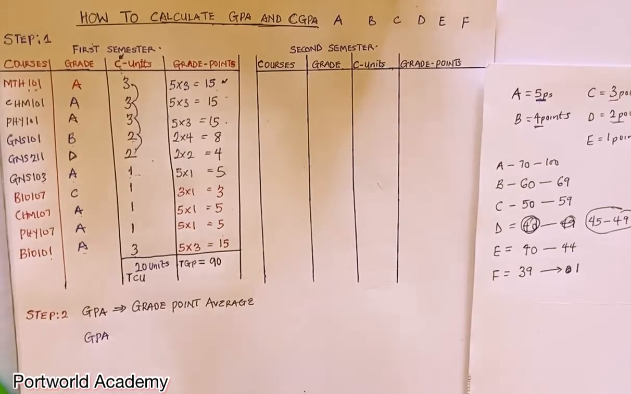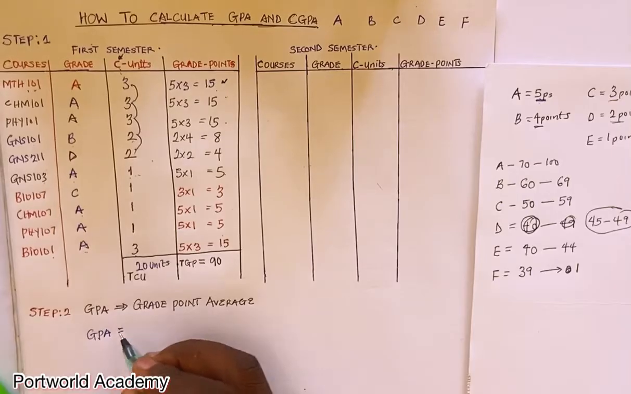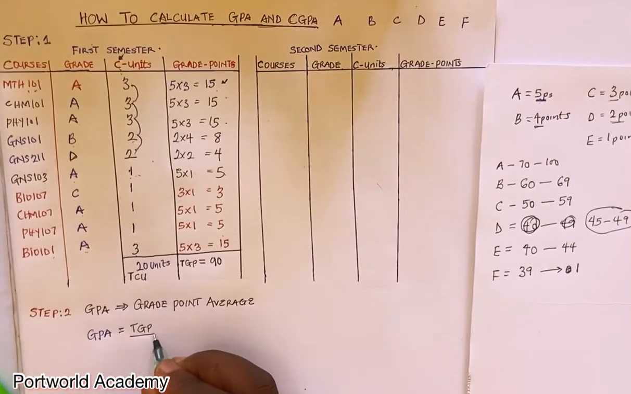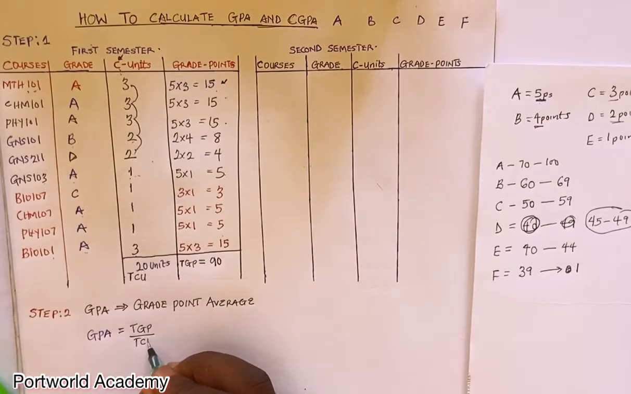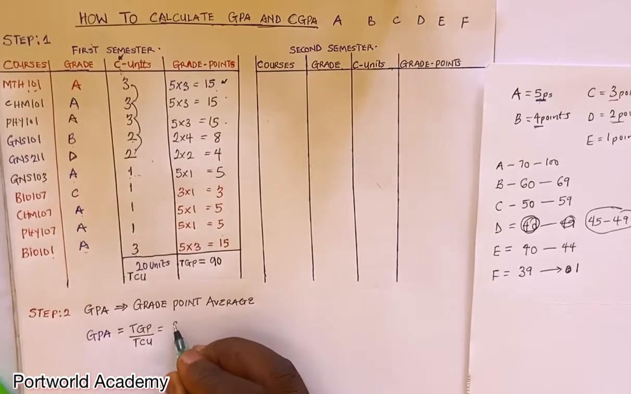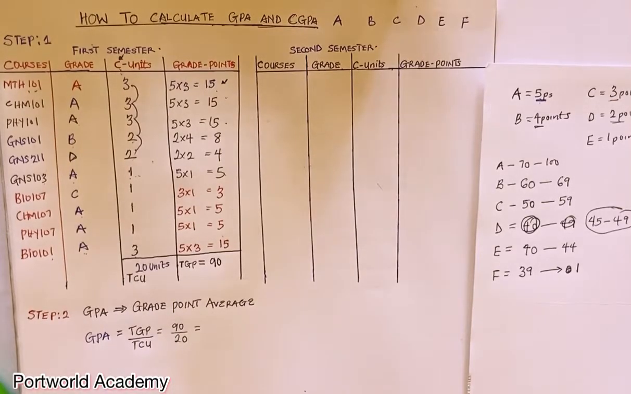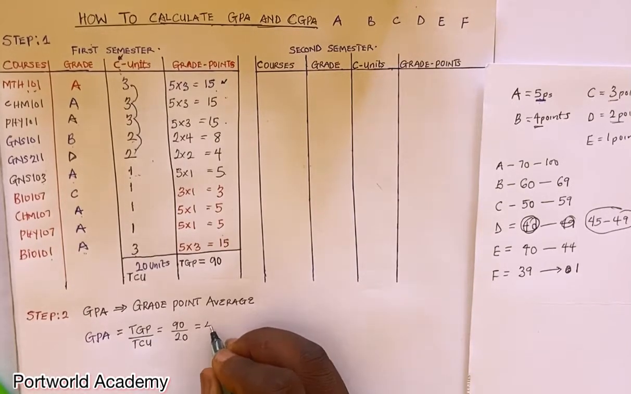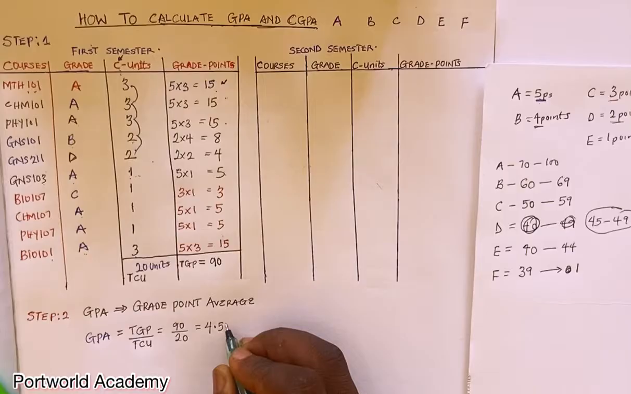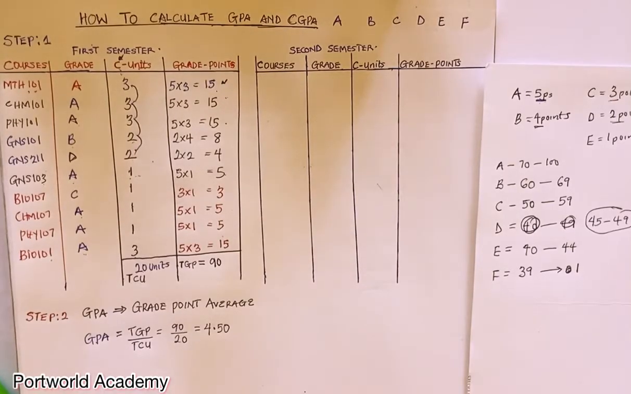Now look at this. To calculate your GPA, you are going to have total grade points divided by total credit units, which equals 90 divided by 20. Then what's that? 90 divided by 20 is 4.5, then 0.